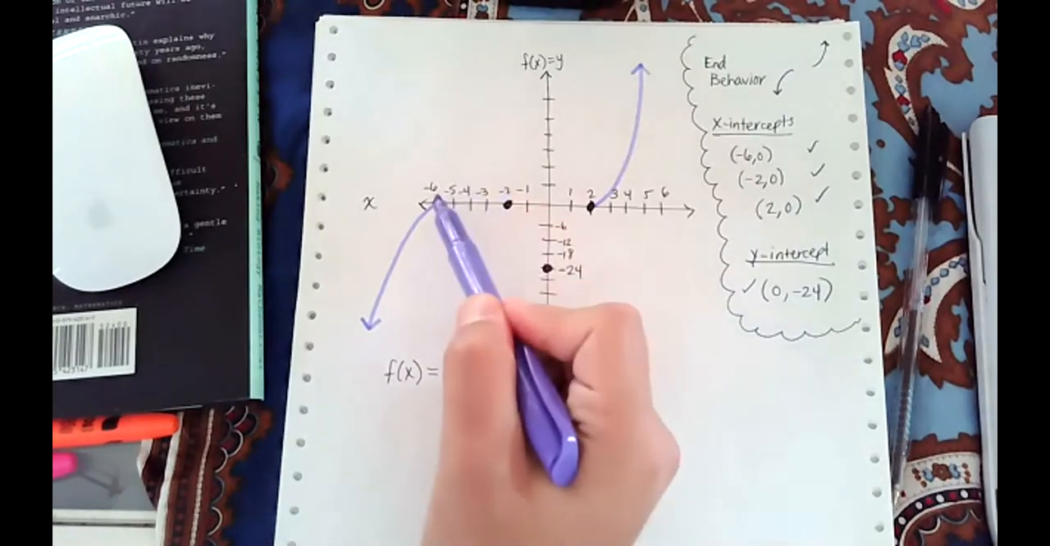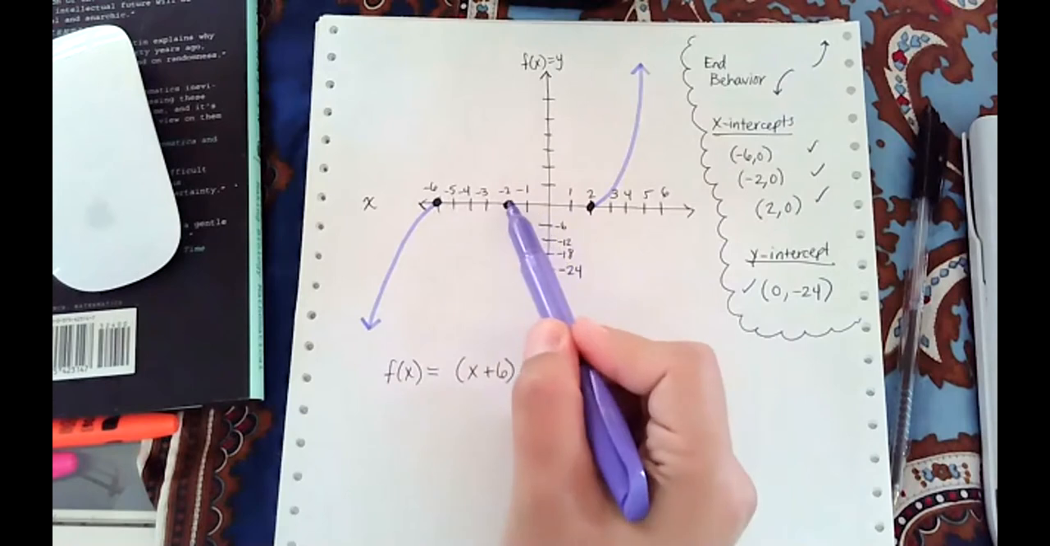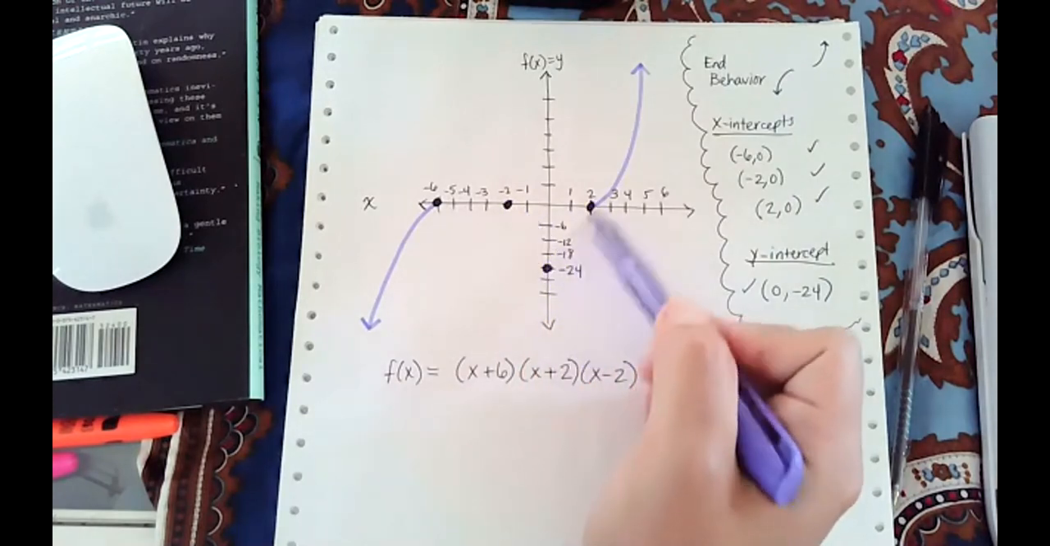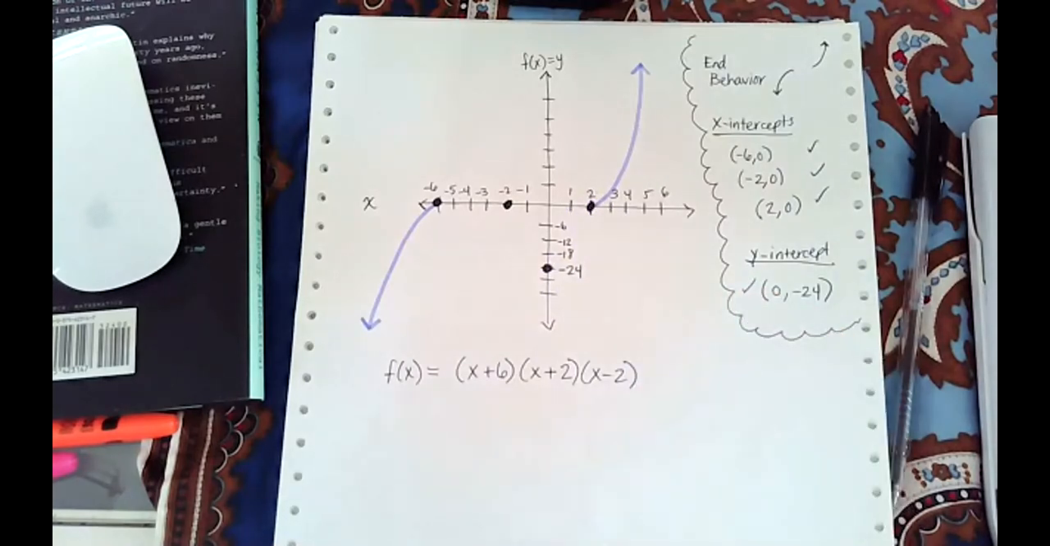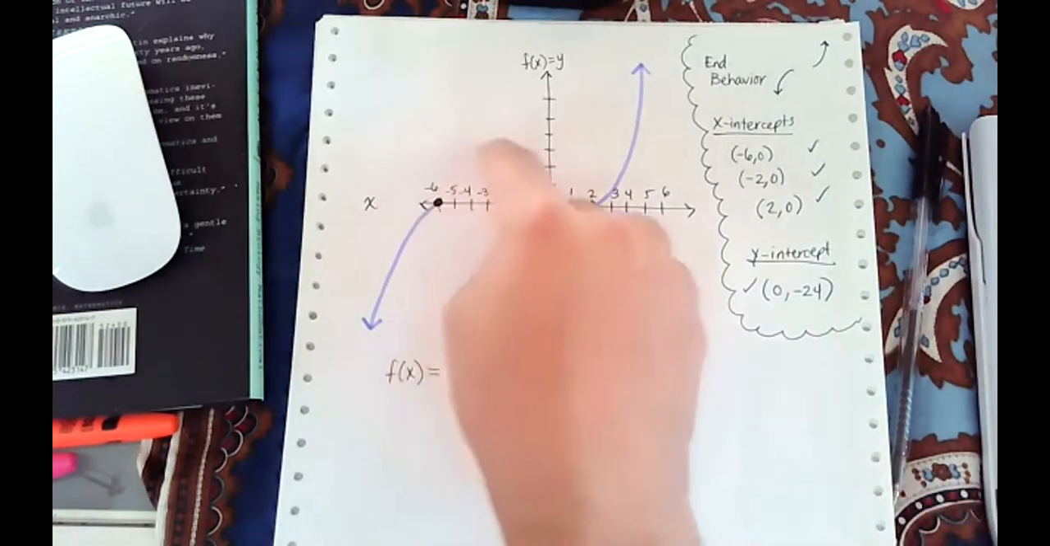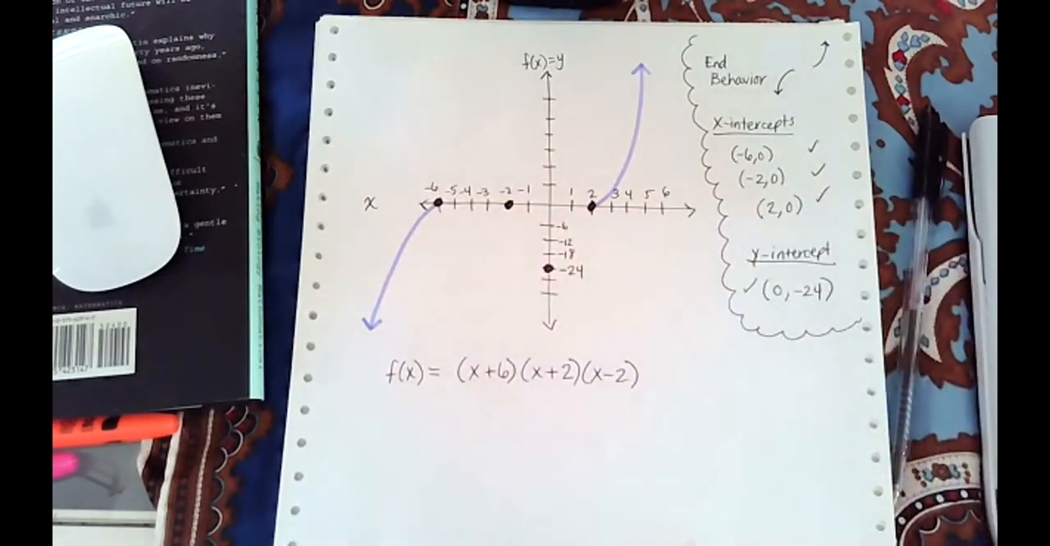Like what happens between these two points? What happens between these two points? And then what happens between these two points, right? And so one thing that you could do is definitely graph your function into Desmos and see what happens. And then you could connect the points accordingly, because we're just trying to get a rough sketch of our function.